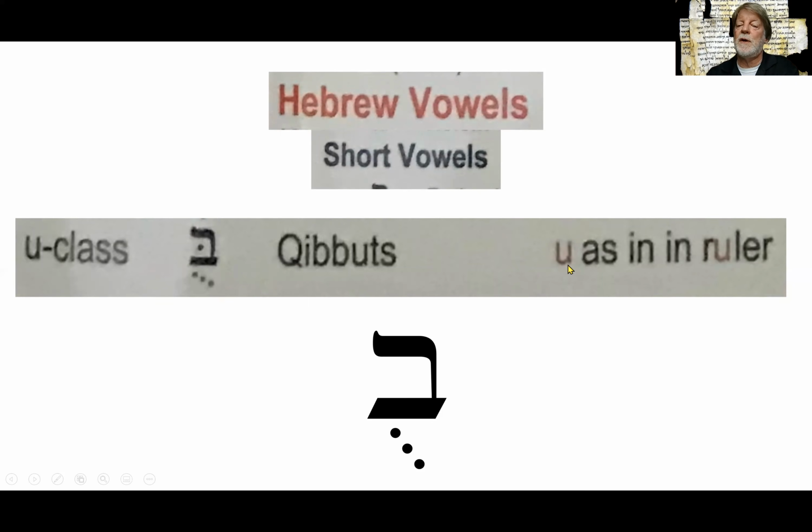The kibbutz is pronounced as a U as in ruler. So this is one that almost says its own name. So here we have the model consonant. In this case, I left out the dagesh. It's a vet with a kibbutz underneath it, and this would be pronounced v, as in ruler. Hebrew pronunciation of ruler.